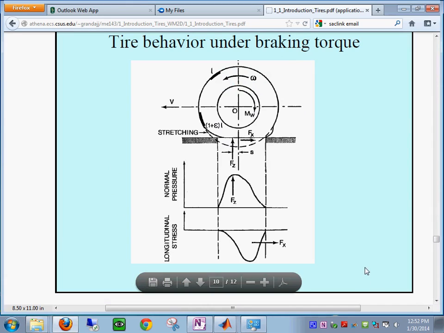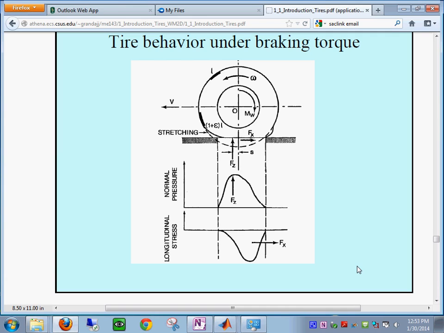This is another view now, a little more scientific, of how the tire behaves under a braking torque. And then you can see how things change. Like in this case, the tire is moving counterclockwise and the torque is clockwise.